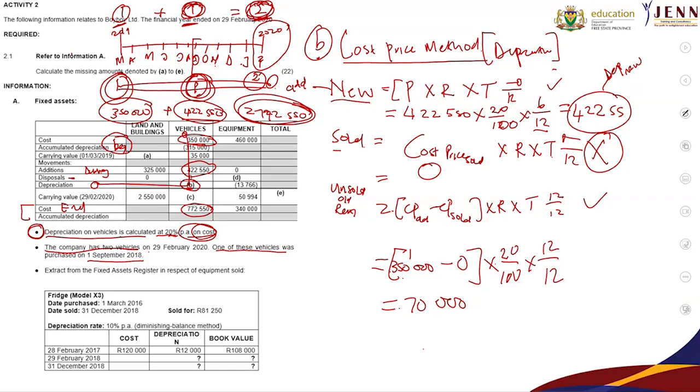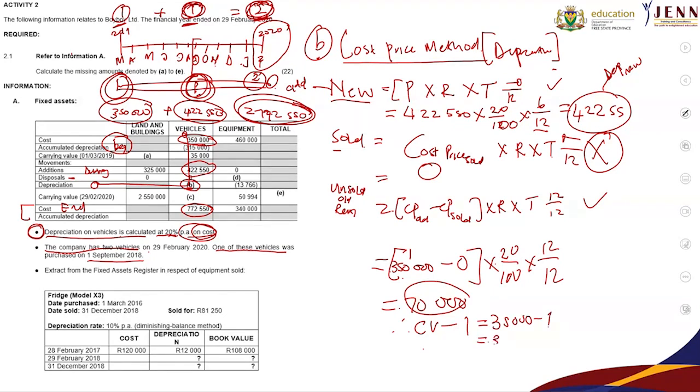Now what do we say? We said we are going to say, therefore, we do not allow this. We don't want this. We are going to say carrying value minus 1. What is our carrying value? Our carrying value was 35,000. We subtract 1. We have the 1 rand rule now.